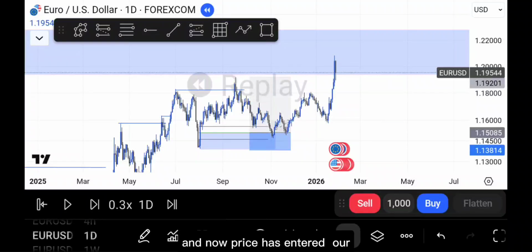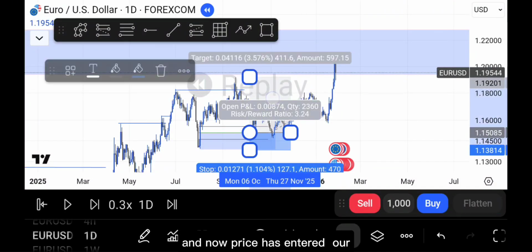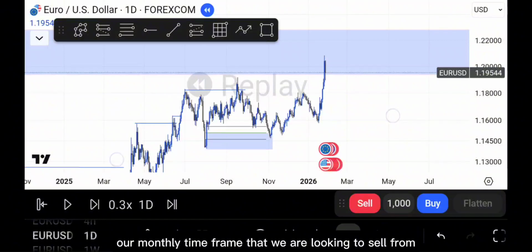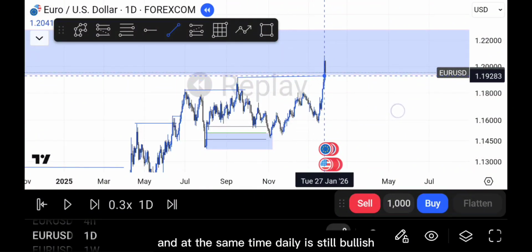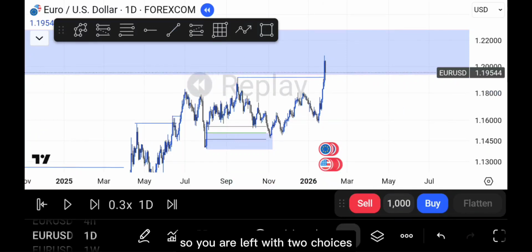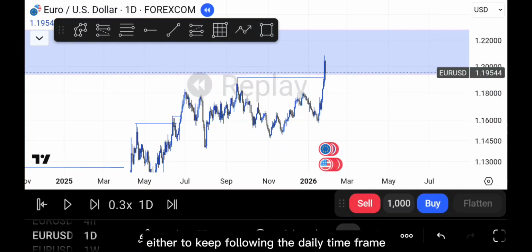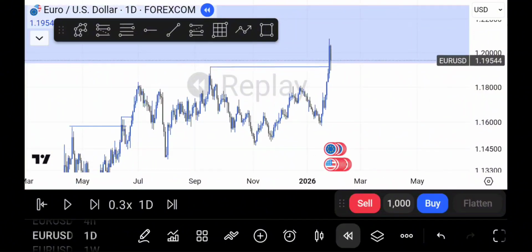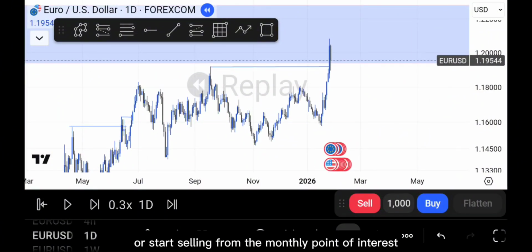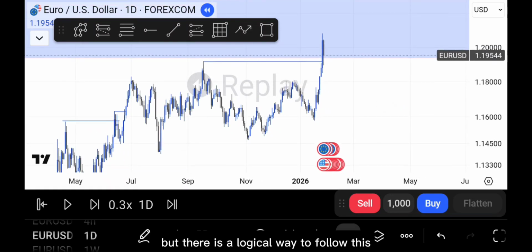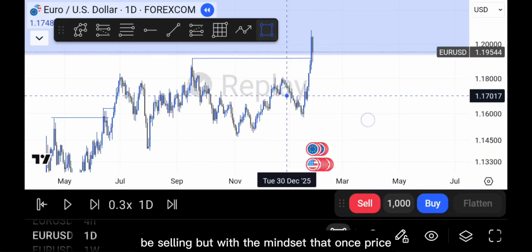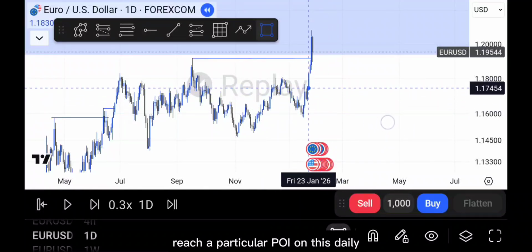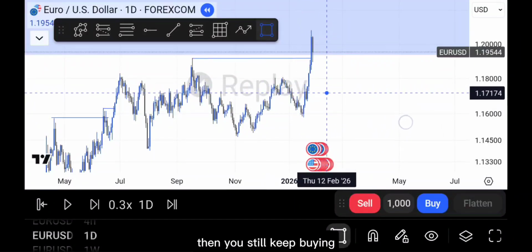Okay, and now price has entered our monthly time frame that we are looking to sell from, and at the same time the daily is still bullish. So we are left with two choices: either keep following the daily time frame or start selling from the monthly point of interest. But there's a logical way to follow this. You can be selling, but with the mindset that once price reaches a particular POI on this daily, if you have a buy confirmation, then you keep buying.